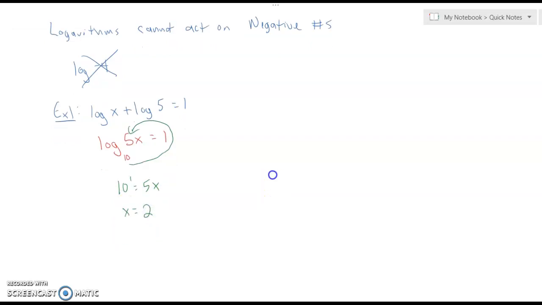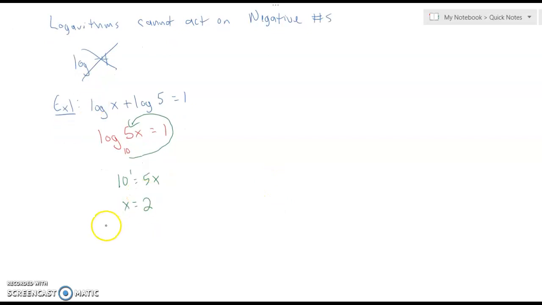And I'm going to double check. So when I take that 2 and plug it in, I'm going to get an equation that looks like this: log of 2, which I'm okay with, plus log of 5, I'm okay with that, equals 1. Everything checks out. I think we're good to go because I don't have anything that's an extraneous solution, something that appears to work that doesn't.